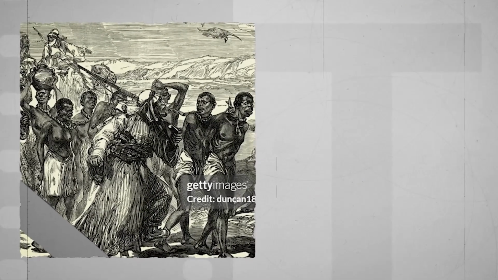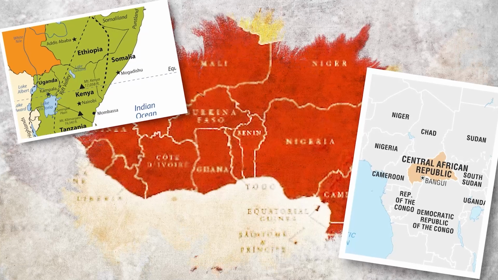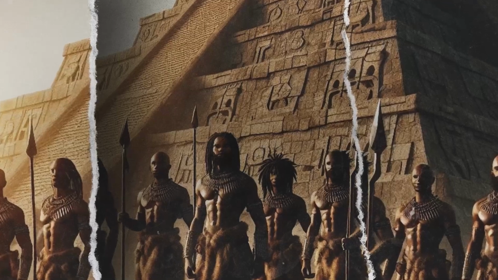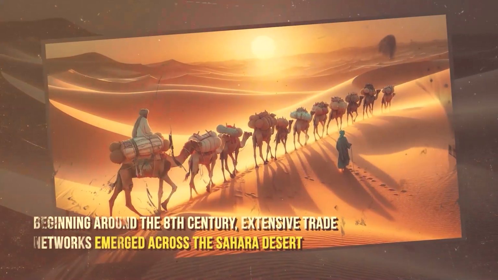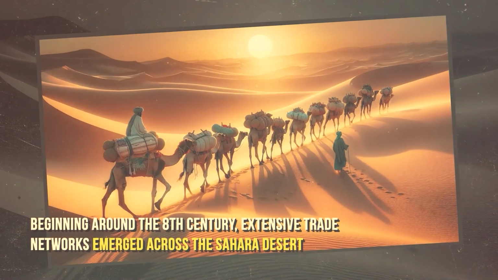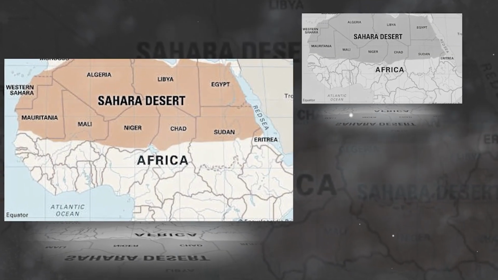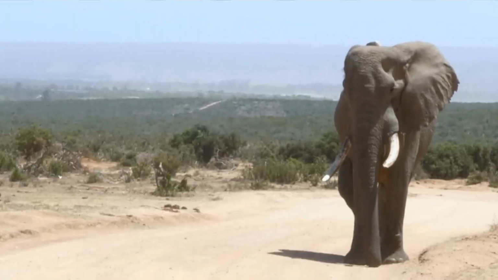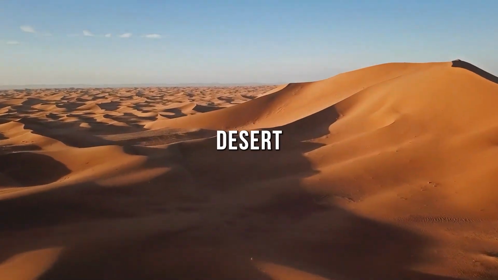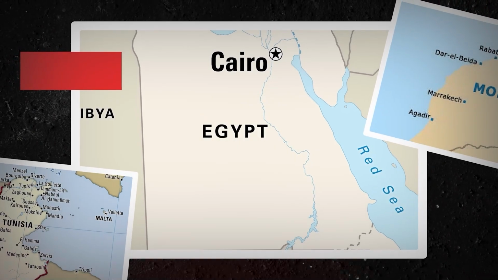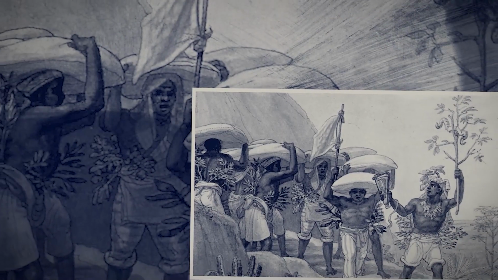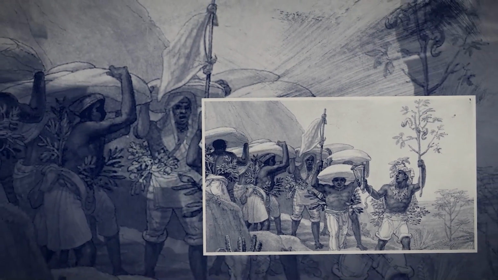This trade spanned various regions, including West Africa, East Africa, and Central Africa, and has a history that stretches back to ancient times. Beginning around the 8th century, extensive trade networks emerged across the Sahara Desert, linking sub-Saharan Africa to North Africa and the Mediterranean. Camel caravans were essential in this trade, transporting goods such as gold, ivory, and spices across the Sahara Desert. Cities in North Africa like Cairo, Tunis, and Marrakesh evolved into significant trade hubs, with the demand for slaves driving the growth of the slave trade within Africa.